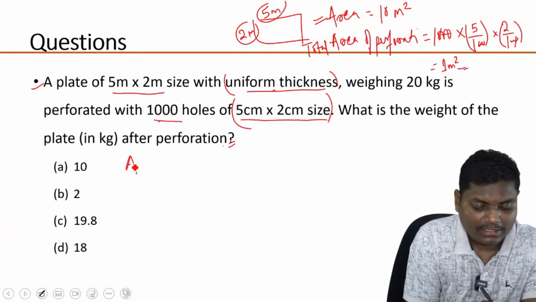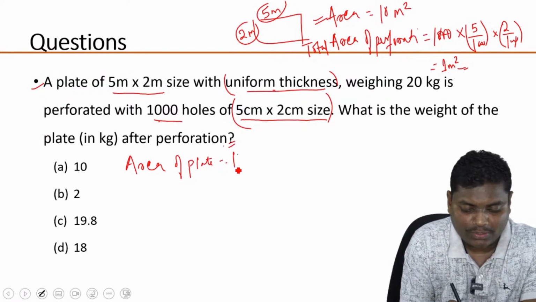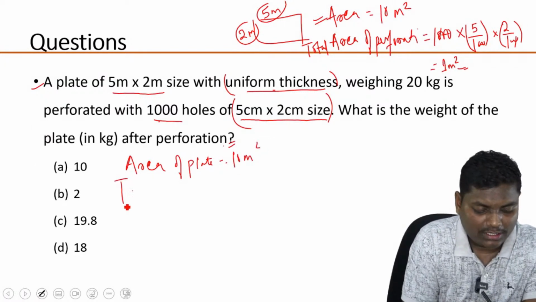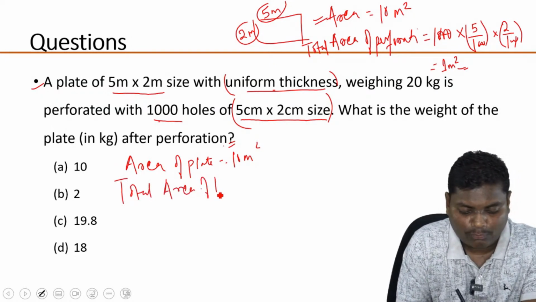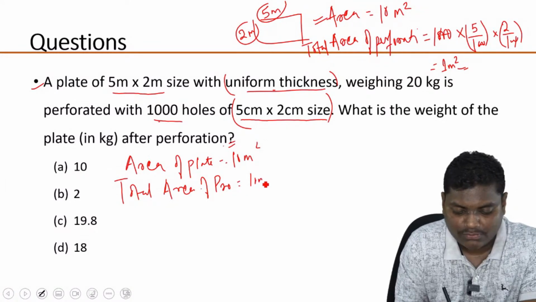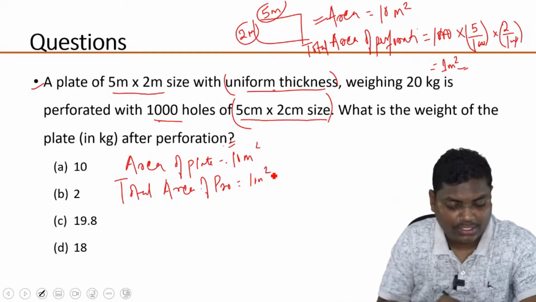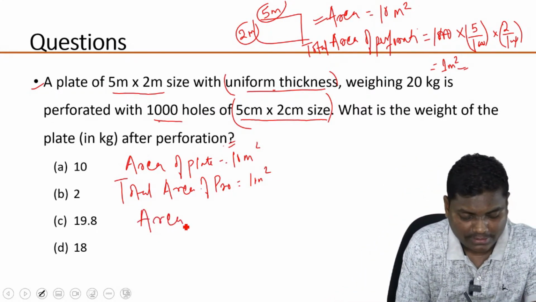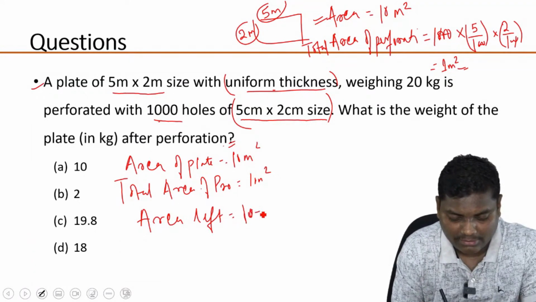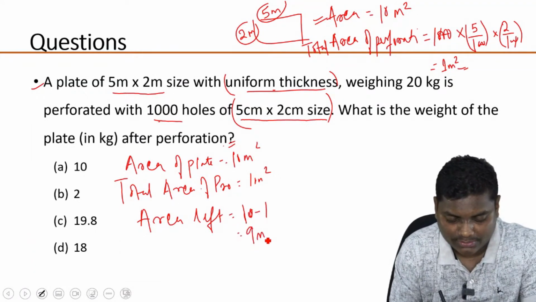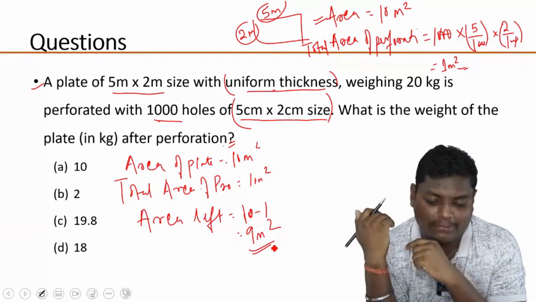So we have the area of the plate to be 10 meter square, and the total area of perforation to be 1 meter square. So what is the area that is left after perforation? Area left is basically 10 minus 1, which is 9 meter square. So this is the area that is left after perforation.